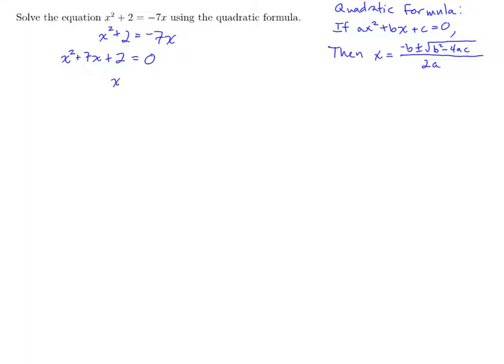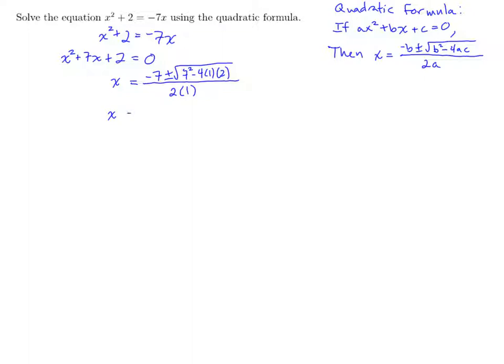So from here, we can then state that x equals the opposite of b, which will be negative 7, plus or minus the square root, and we need b squared, which is 7 squared, minus, and now we need 4ac, which will be 4 times 1 times 2. And that's all divided by 2 times a, which in this case is 2 times 1. So from here, we'll simplify what's inside the radical, and then we'll simplify the fraction if possible.